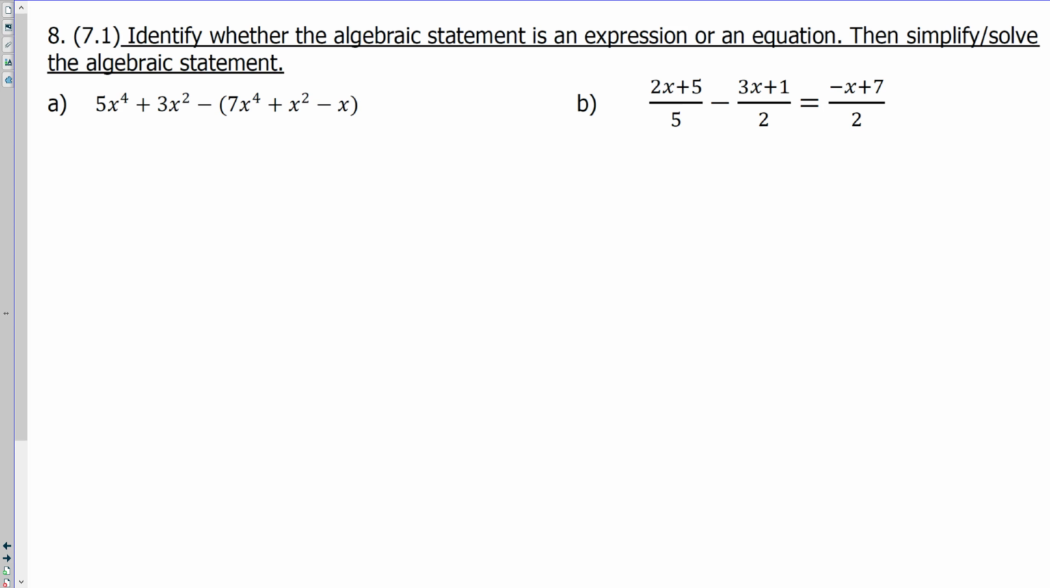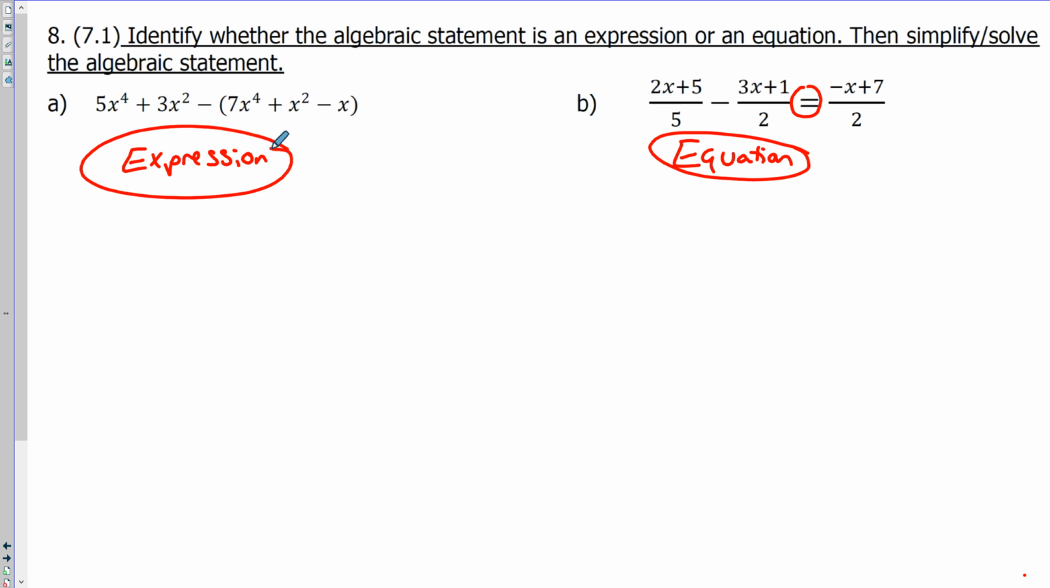We want to make sure that we don't get them mixed up, and so that's what this question is doing. We first want to identify whether the statement that is given is an expression or an equation. The huge difference is the presence of the equal sign. The equal sign indicates you have an equation. The absence of an equal sign means you have an expression. So the first step would be to identify that, and that'll help guide us into what we want to do with these statements. Do we want to simplify them, which we would do for expressions, or do we want to solve them, which we would do for equations?